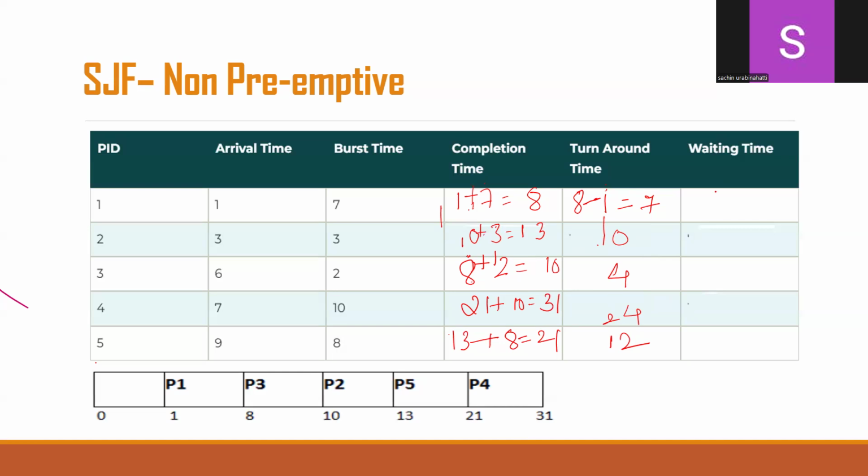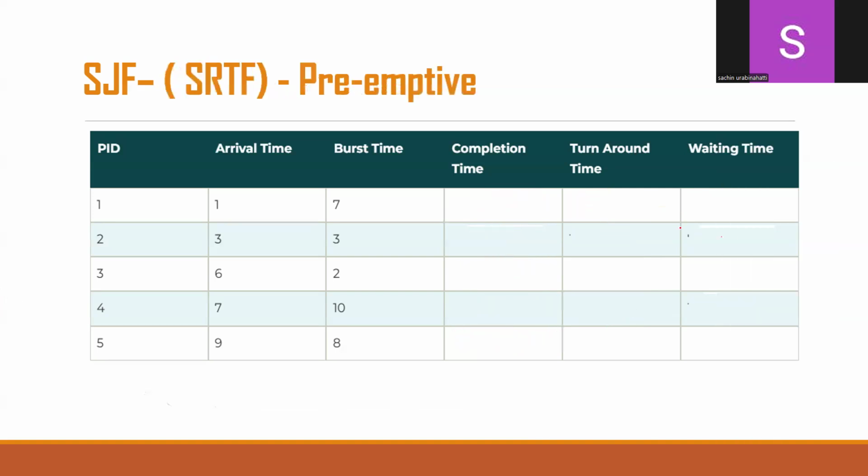Now, if I go for your waiting time, what is the formula for calculation of waiting time? Turnaround time minus burst time. So for process 1, the turnaround time is how much? 7. And what is the burst time? It is also 7. 7 minus 7 is 0. The waiting time for process number 1 is how much? 0. Okay. Now the turnaround time for this one is 10.